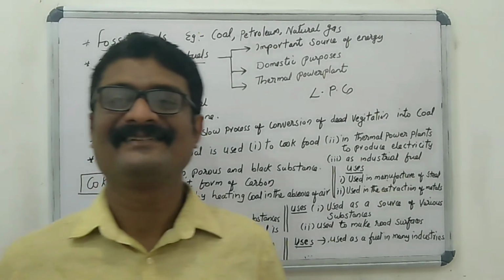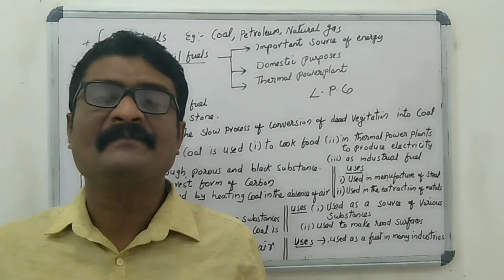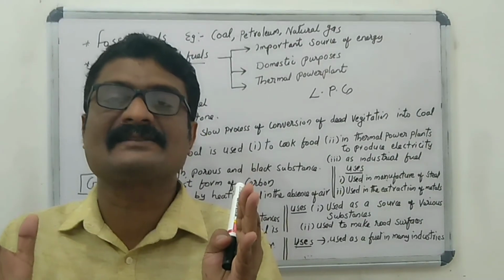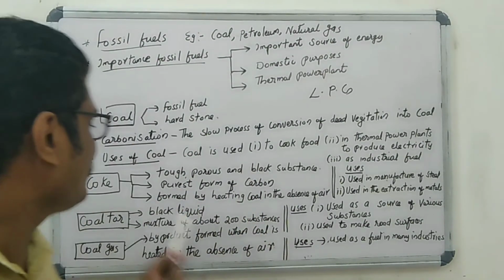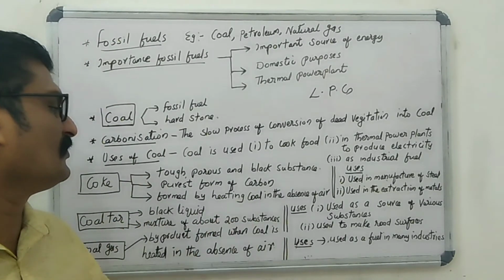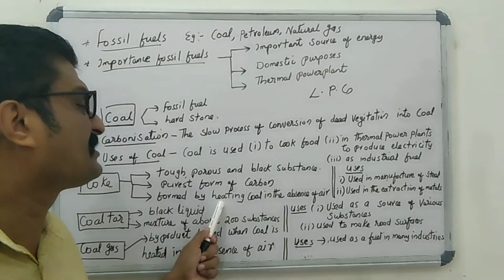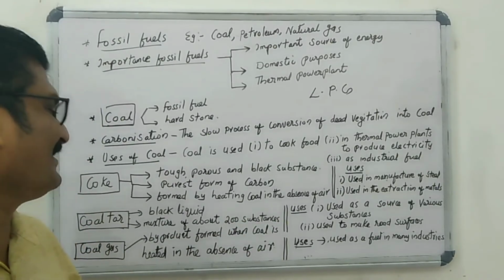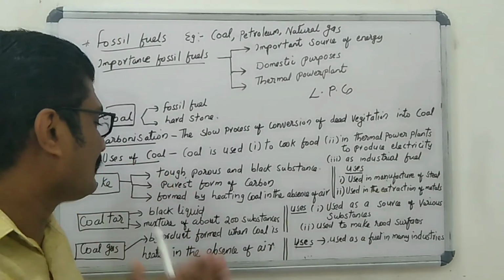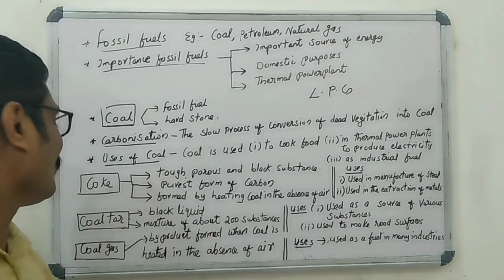Next, coke. What is coke? Coke is a tough, porous and black substance. It is almost the purest form of carbon, and coke is formed by heating coal in the absence of air.